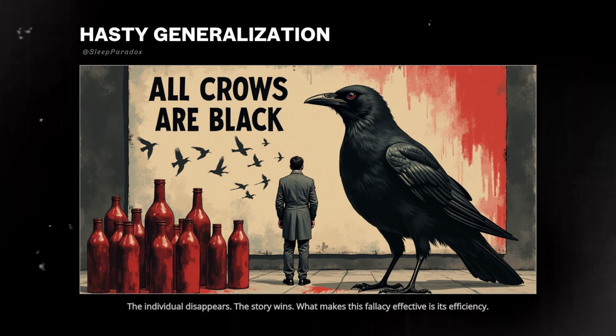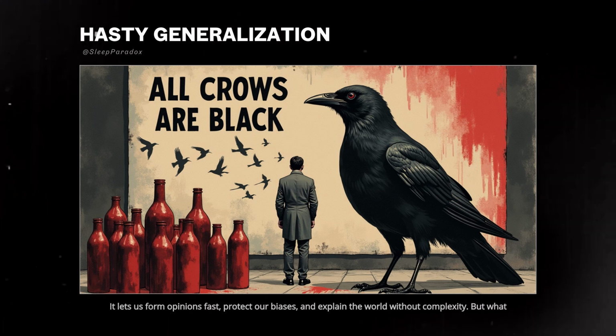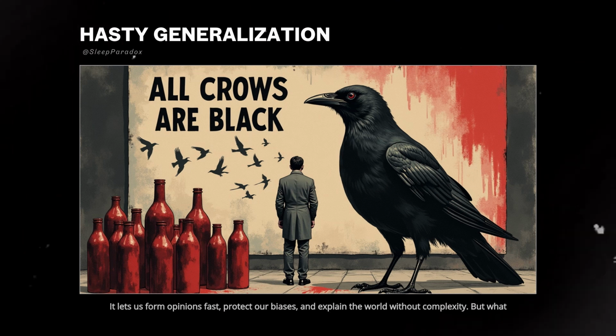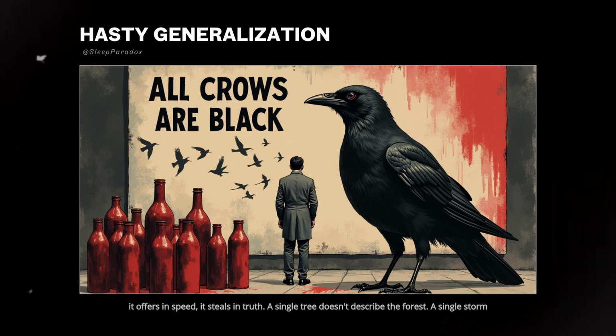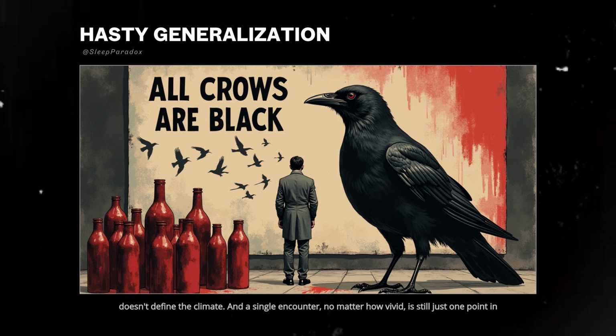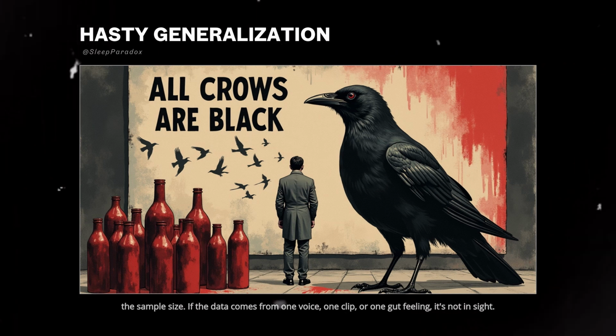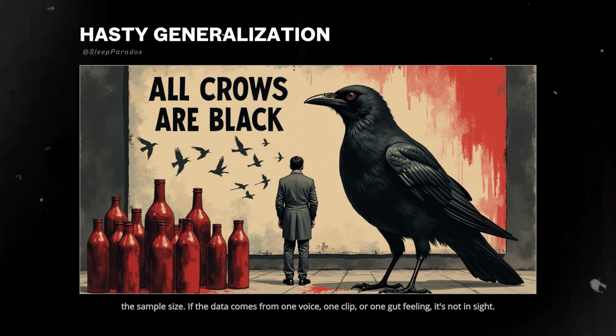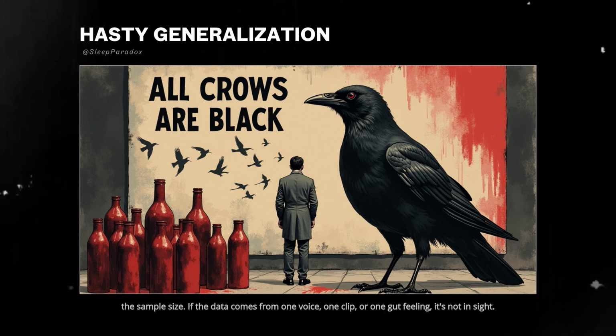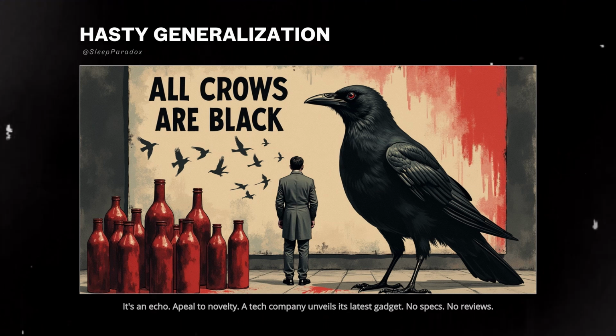What makes this fallacy effective is its efficiency. It lets us form opinions fast, protect our biases, and explain the world without complexity. But what it offers in speed, it steals in truth. A single tree doesn't describe the forest. A single storm doesn't define the climate. And a single encounter, no matter how vivid, is still just one point in the pattern. The next time a claim starts with "they always" or "that group never," listen for the sample size. If the data comes from one voice, one clip, or one gut feeling, it's not insight, it's an echo.